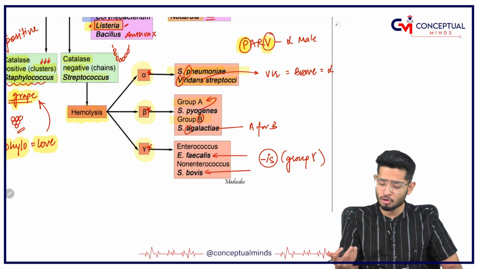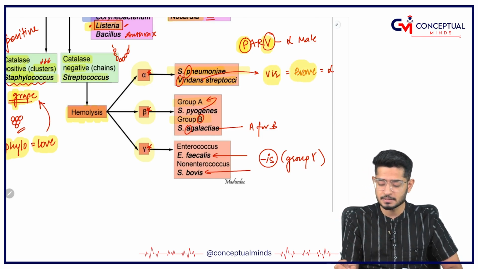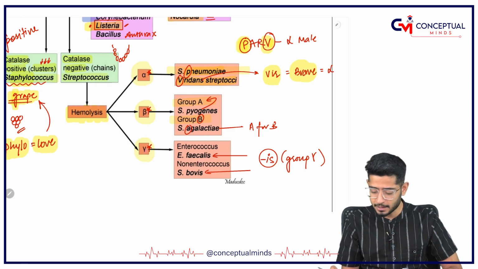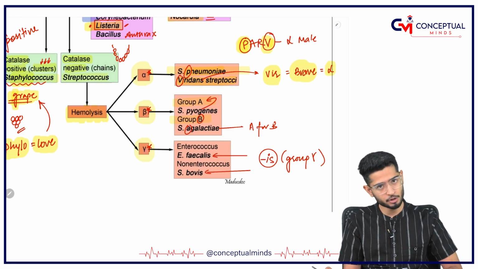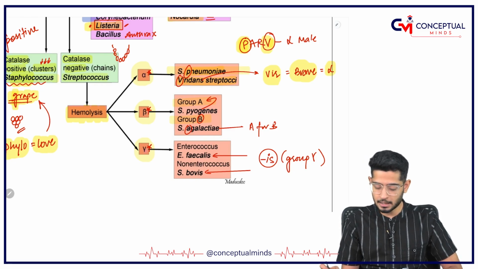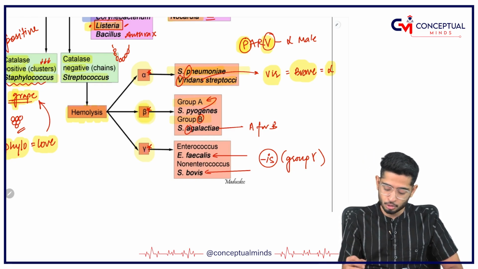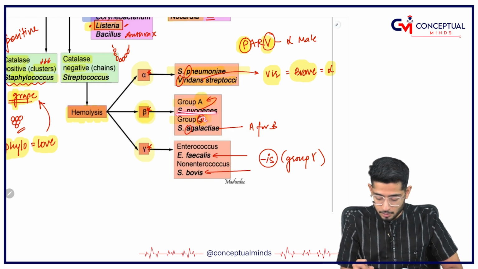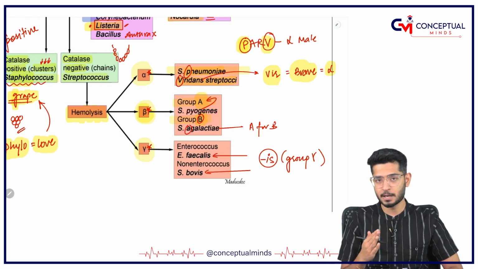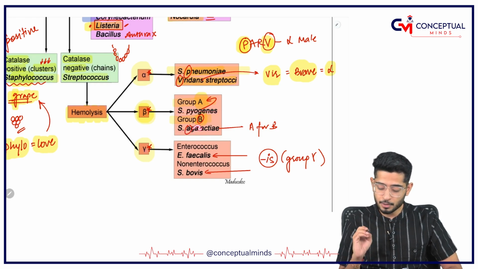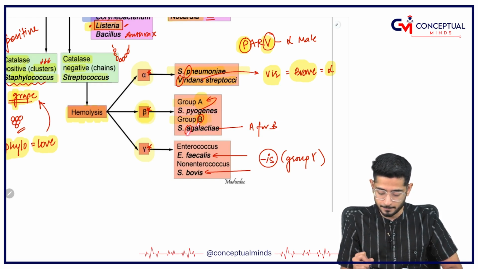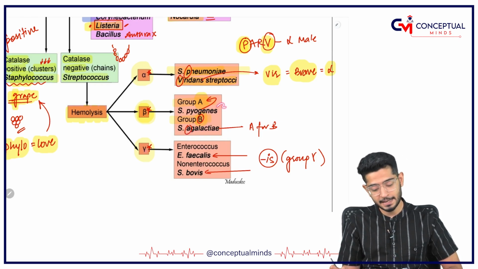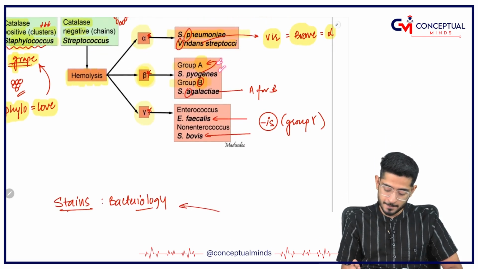Even if you forget, remember viridans: Veer. Veer is in Hindi, in English we call them a brave person. They are alpha males only. So pneumoniae and viridans are alpha. Beta has 2 groups, group A and group B. The examples are Streptococcus pyogenes and Streptococcus agalactiae. Please remember A for B: group B has the A, so group B is agalactiae, and pyogenes is group A.